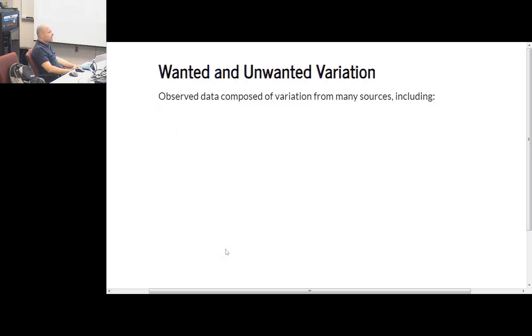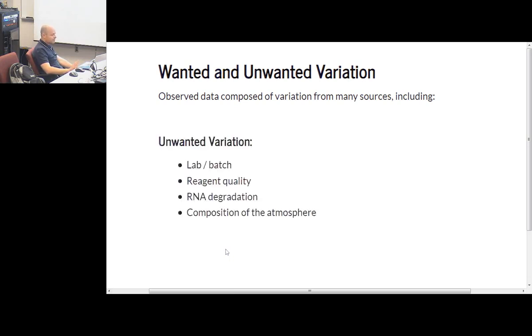So elaborating on that point a little bit, I'm going to distinguish between wanted and unwanted variation. Our observed data is going to be composed of variation from many sources. There's going to be a bunch of variation that's unwanted, that's just technical effects, so things like the lab or the batch, variation due to quality of the reagents, due to RNA degradation, even things like composition of the atmosphere, and I could go on and on with a long list here. But then there's going to be sources of variation of interest also. Gender for sure in this example, that was the original goal of the study.